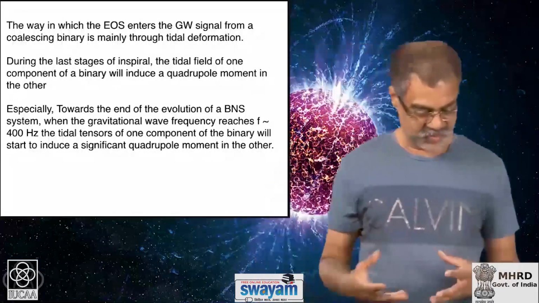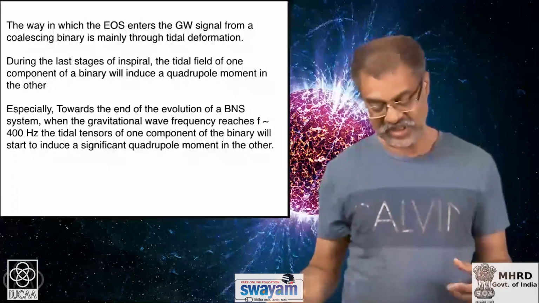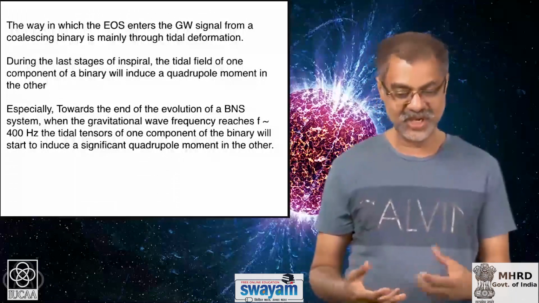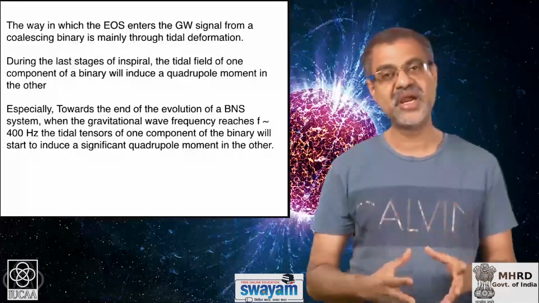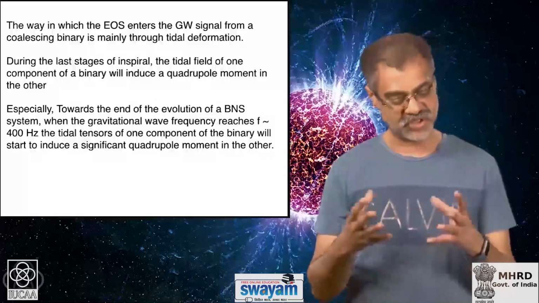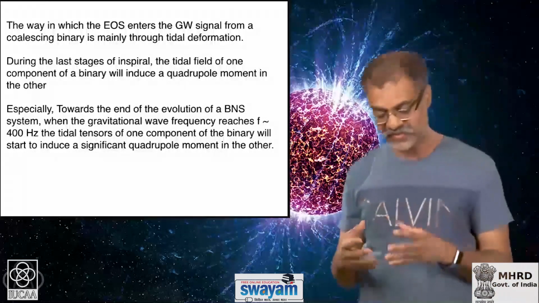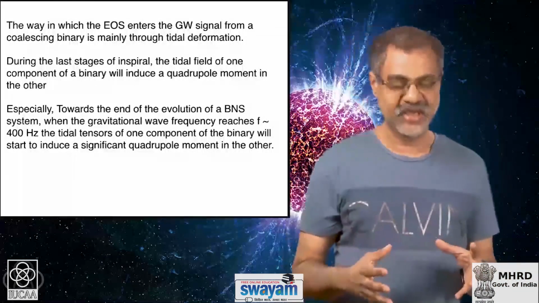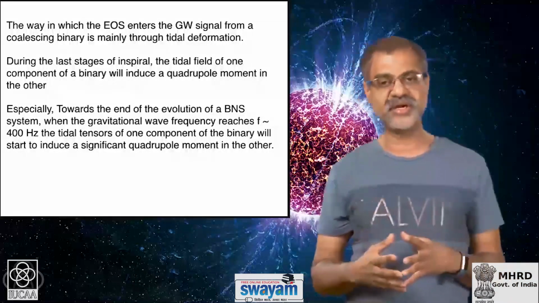So, one would like to model this system and try to constrain the equation of state based on the quadrupole induced distortion. That means, when the stars come closer, each star will distort the other, pull up their material, and the amount of distortion produced depends on the structure or equation of state of the neutron star, and that we believe would happen at a frequency of about 400 hertz.